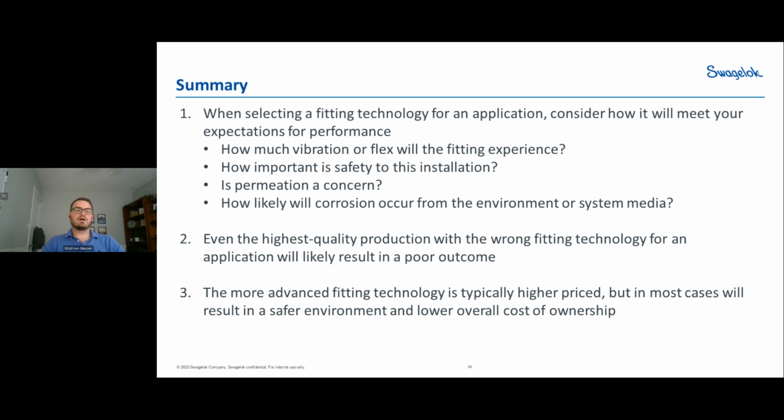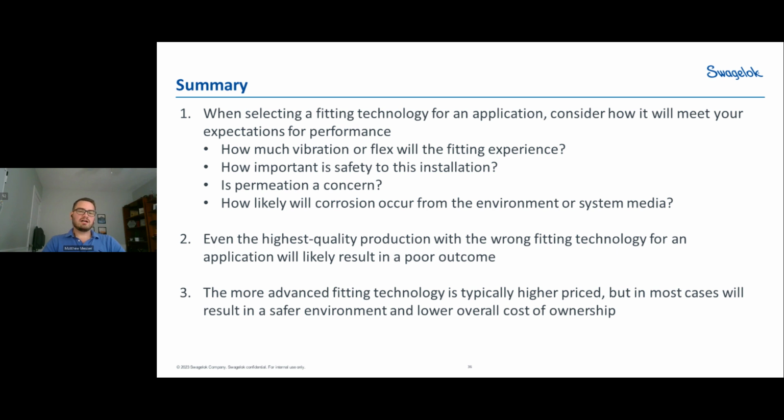The next one is, even the highest quality production with the wrong fitting technology can result in a poor outcome. So you might have, say, your taper thread connection, and you put it into a vibration heavy environment and it might not survive.